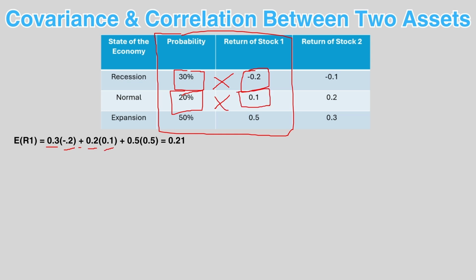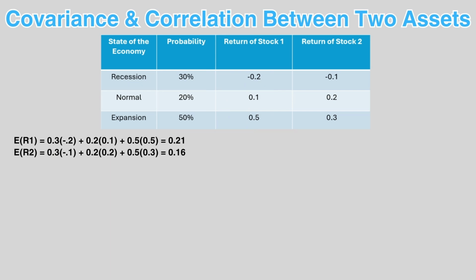Then we're going to add that again to the 50% probability of the economy expanding, that 0.5 right there, and we're going to multiply it by the return of stock 1 in the expansion state. And then when we do that, we get an expected return of stock 1 of 0.21 or 21%. Then we follow the same steps for stock 2, and we come up with an expected return of 0.16 or 16%.